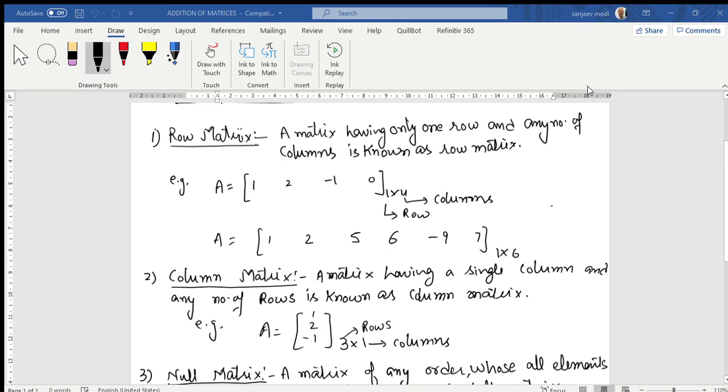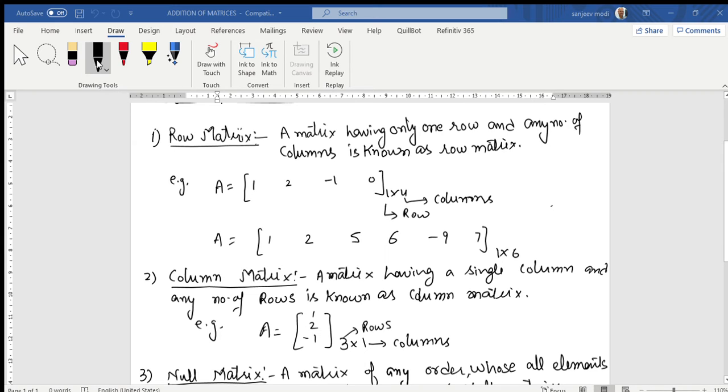5 0 0 5. Now first check it is a diagonal matrix, because except the diagonal elements all the elements are zeros. Here this is your diagonal, except diagonal rest of the elements are zeros. Now both the elements this and this are same, so it is a scalar. So we can say that every scalar matrix is a diagonal matrix, but every diagonal matrix is not scalar.